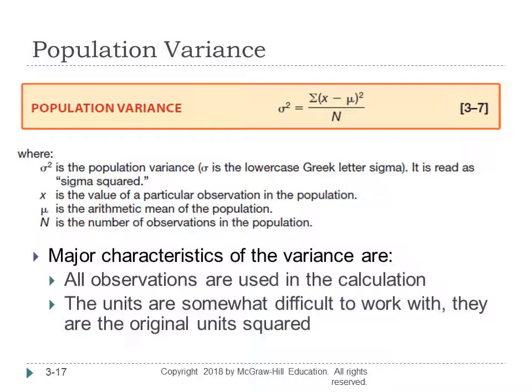We look at the characteristics of the variance. For one thing, all observations are used in the calculation, but the units are somewhat difficult to work with because the original units are squared. The units for the variance will be the square of the original units.